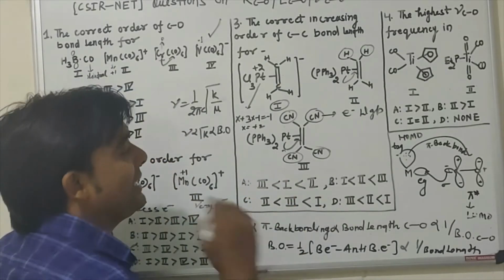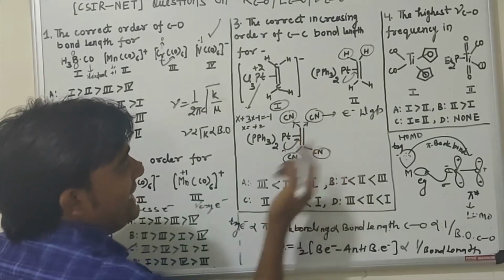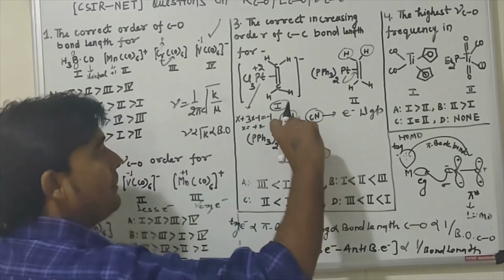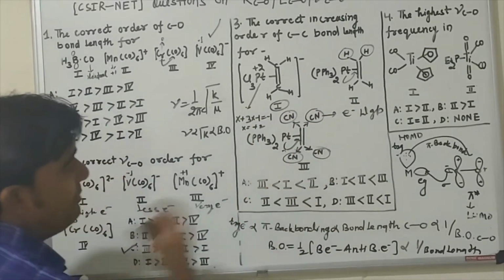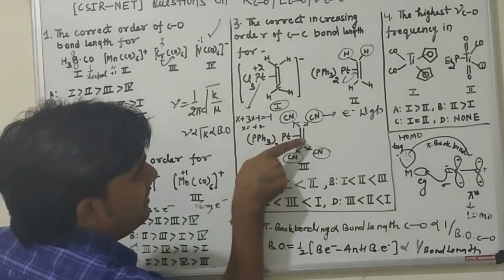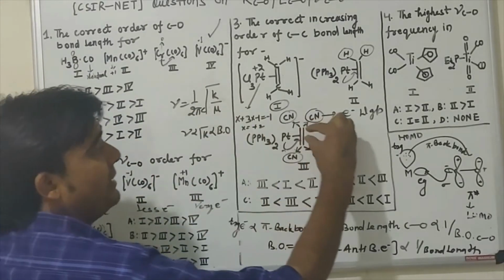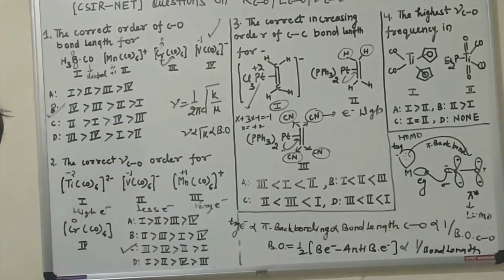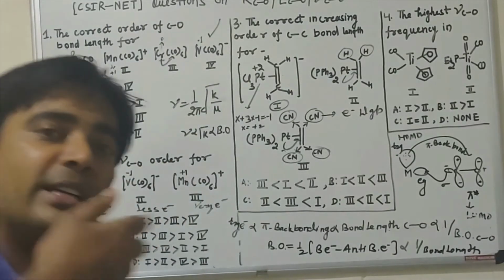Another reason is that it is an electron withdrawing group, that means it is going to decrease the electron density from the pi back bond here. Because it is an electron withdrawing group, it will withdraw some electron density. So if some electron density is shifted toward the CN, then the electron density between carbon and carbon will decrease. So bond order is decreased, that means bond length is going to increase.